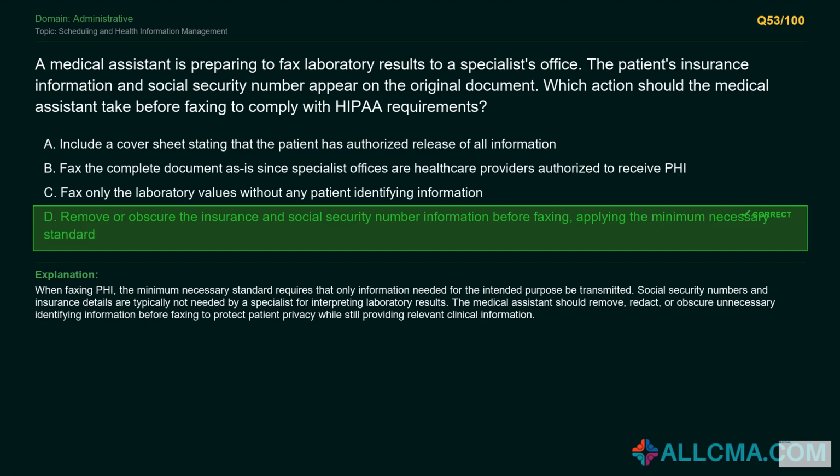The correct answer is D. When faxing PHI, the minimum necessary standard requires that only information needed for the intended purpose be transmitted. Social security numbers and insurance details are typically not needed by a specialist for interpreting laboratory results. The medical assistant should remove, redact, or obscure unnecessary identifying information before faxing to protect patient privacy while still providing relevant clinical information.